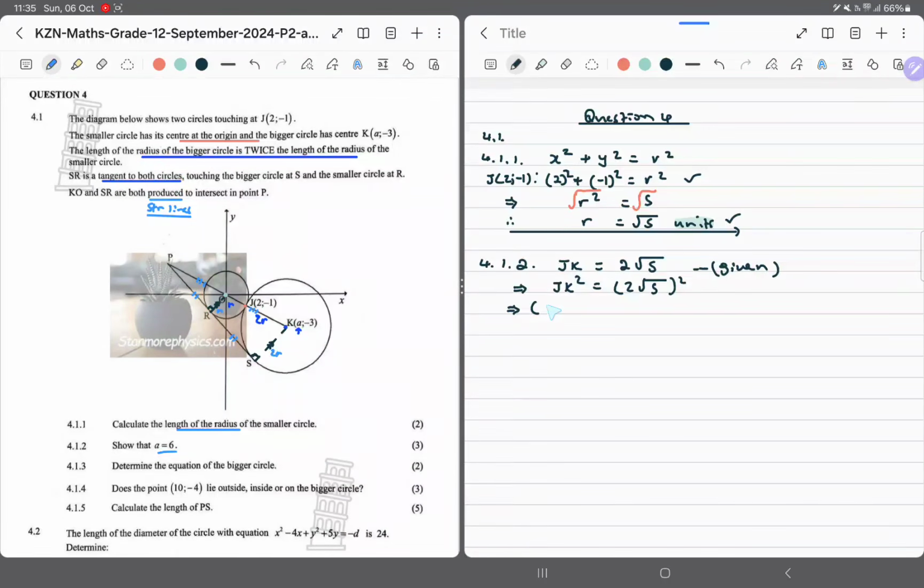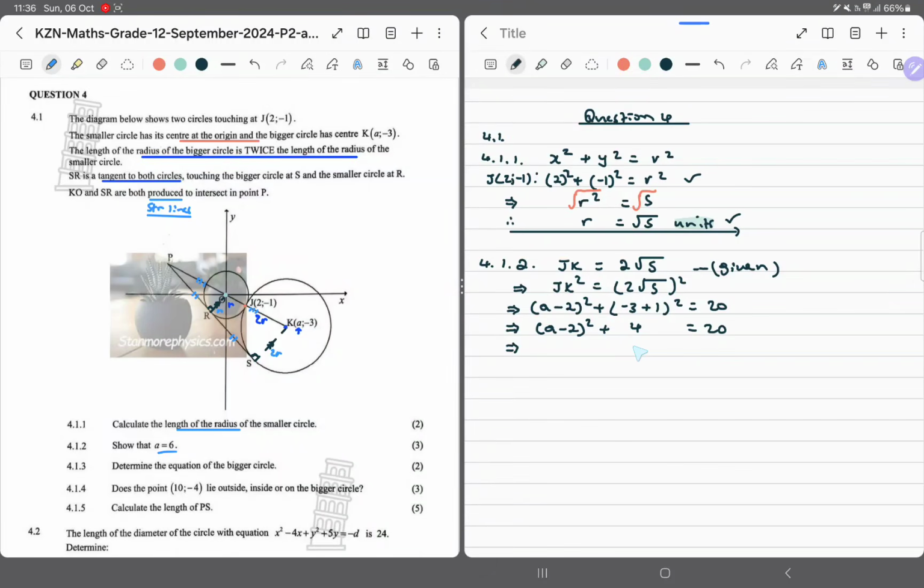So now we can start writing x at K, which is a, minus x at J, which is 2, squared, plus y at K, which is -3, minus y at J, which is minus, so it is going to be plus 1, all squared. This is going to be equal to, when we square this, 4 times 5, that's 20. All right, so we move on. We want to keep this a minus 2 as it is, all squared, plus this is now 2 squared, which is 4, equals 20.